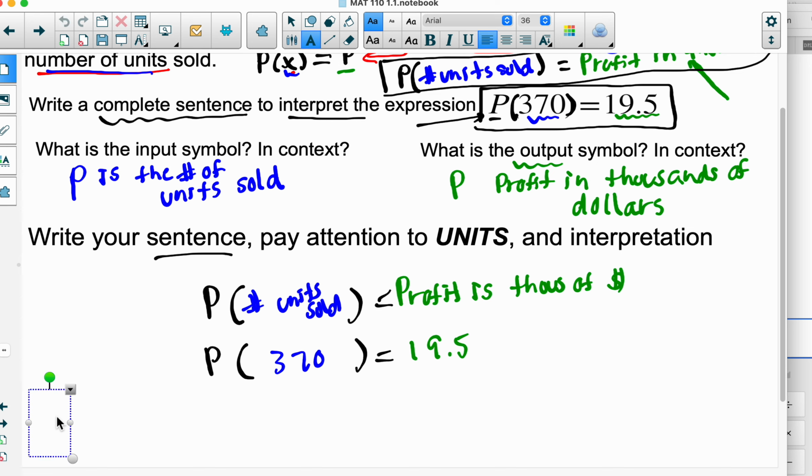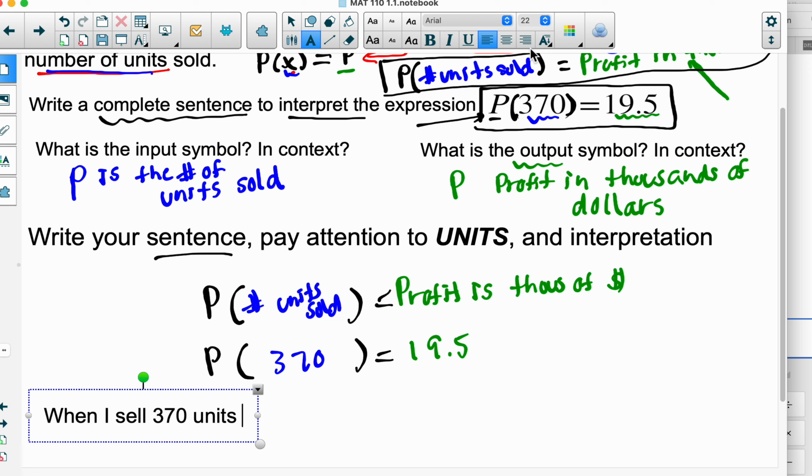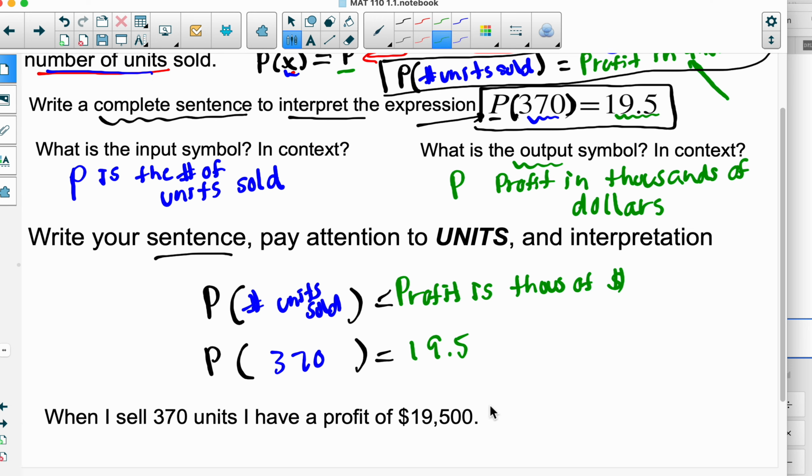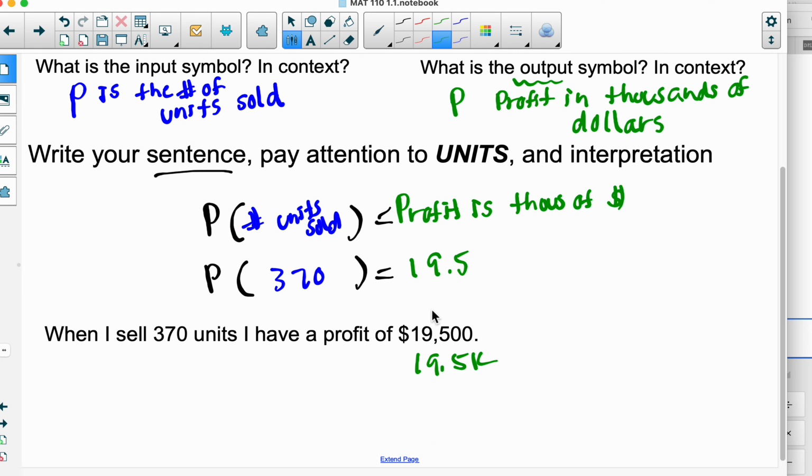So I'm going to type this here. So it says, when I sell 370 units, I have a profit of, I see here that it's 19.5, but that represents thousands of dollars. So that is $19,500. And I would like you to write it out. I don't want you to write, well, technically it's correct, I don't want you to write like 19.5K. We're talking about money here. I really want you to write it out fully.